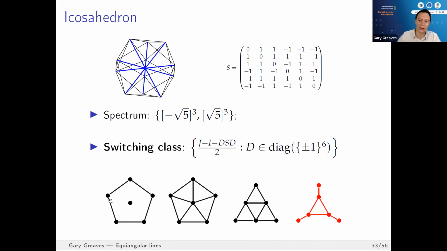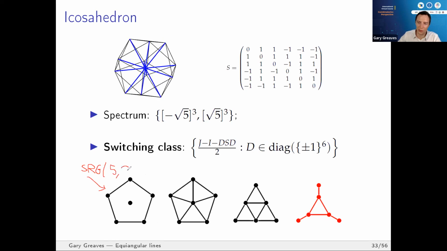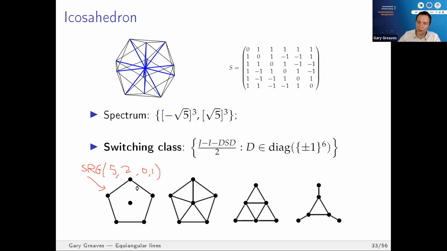But the most interesting one from Taylor's perspective is the first one, because it corresponds to a strongly regular graph. So this 5 cycle is strongly regular. So this 5 cycle is SRG(5, 2, 0, 1). And this was actually the example on the previous slide, the (5, 2, 0, 1). This is the strongly regular graph he's talking about.